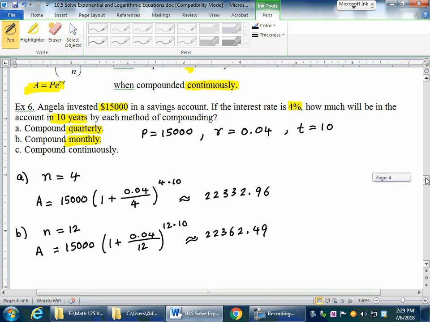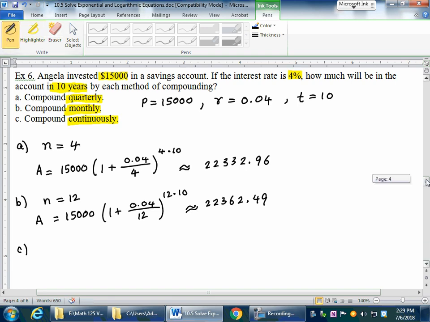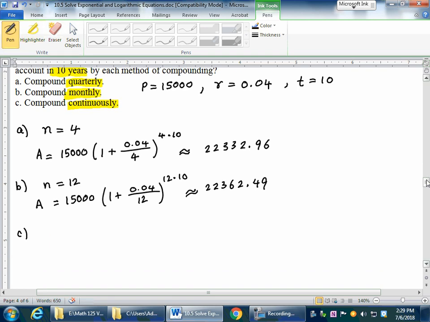And lastly, we're going to try to find out the compounded interest for continuously. Compounding continuously. So that means we're going to have to change the formula. This time my formula will become A is equal to the principal, which is 15,000, times e to the RT power. So my R will be 0.04 times t, 10 years.